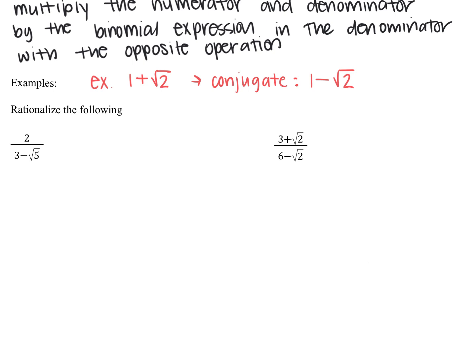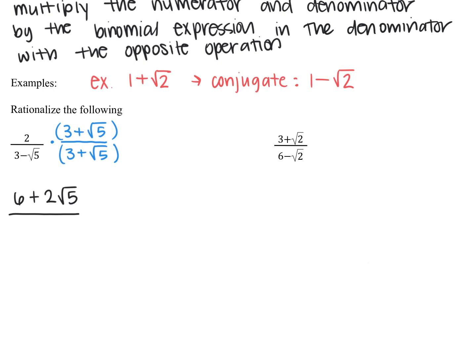Our first example is 2 divided by 3 minus radical 5. What I want to do is multiply my numerator and my denominator by my conjugate. The conjugate of 3 minus square root 5 is 3 plus square root 5. And you want to treat this 3 plus square root 5 like it's in a set of parentheses, and distribute like we did when we were multiplying in the first part of the notes. So I have to do 2 times 3, which is 6, plus 2 times square root 5, which gives me 2 square root 5.